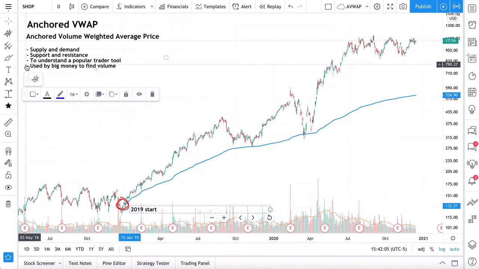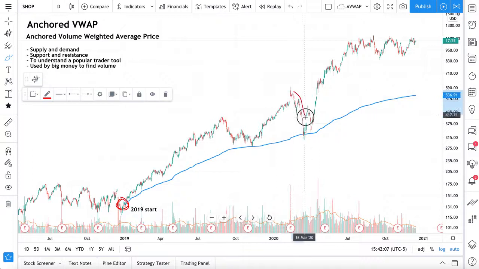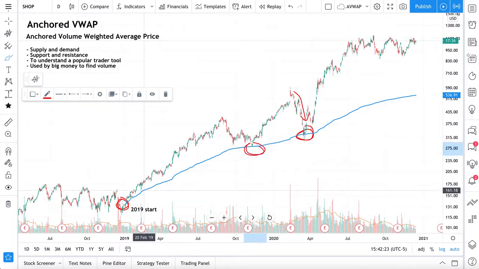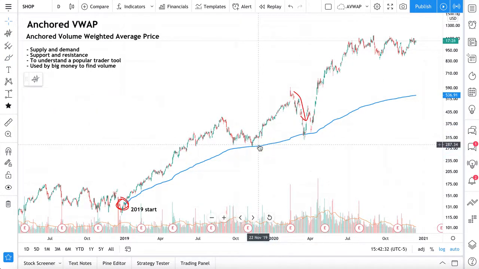And you ready for how interesting this is? When the market crashed in March, there's the March crash, guess where it found support? It found support at the 2019 anchored volume weighted average price. In fact, if you go back to late 2019, where did it find support? At the 2019 start. And that is interesting. You are using anchored volume weighted average price to gauge where there is support and resistance, in this case specifically support.